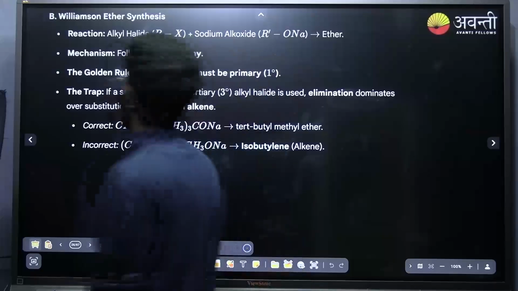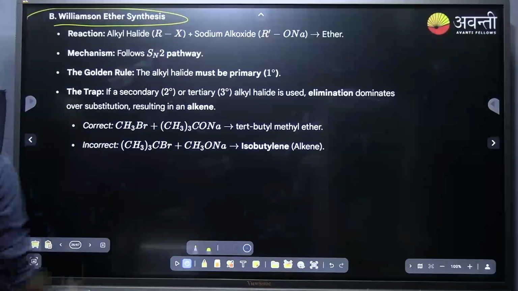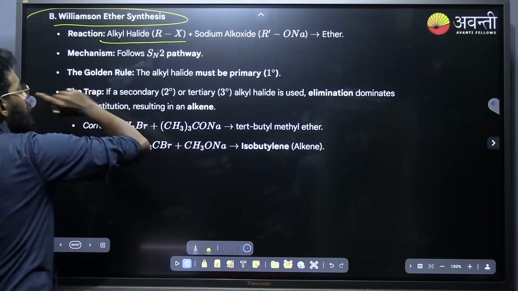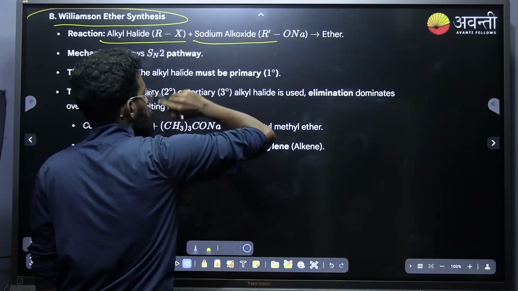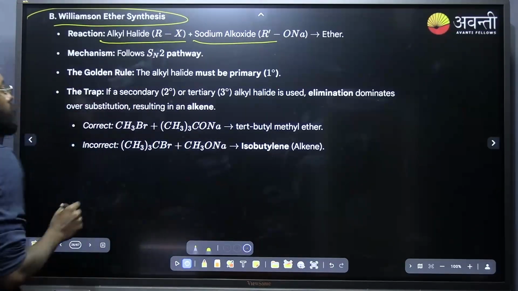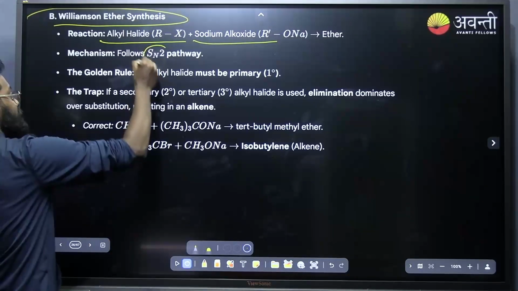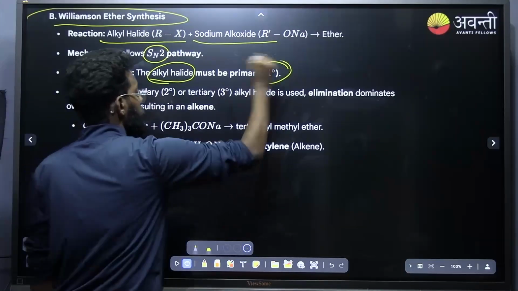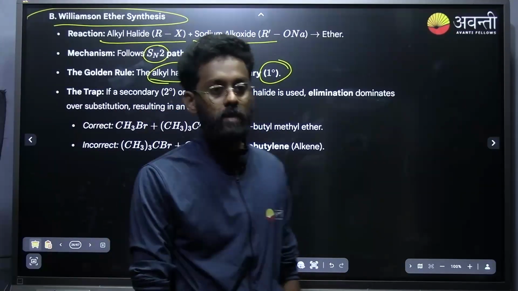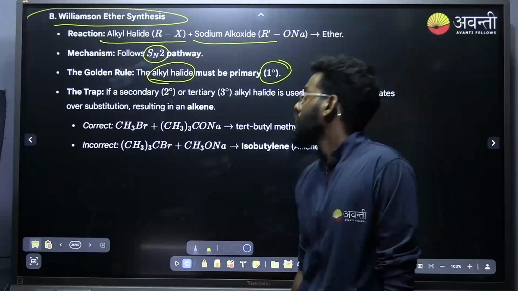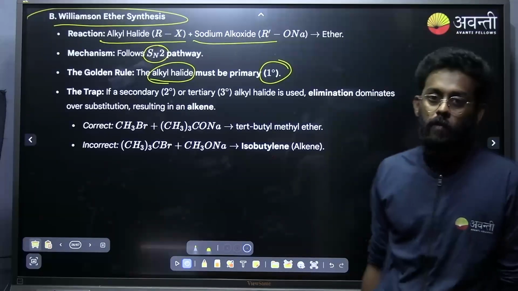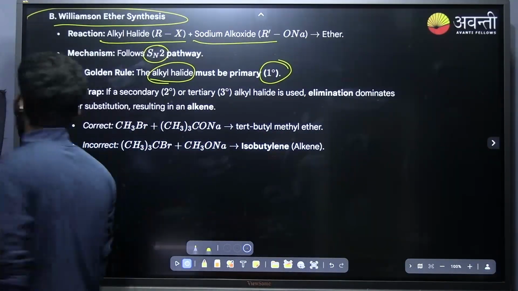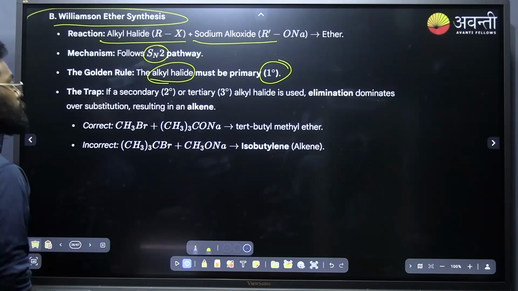Now next, the important one, Williamson ether synthesis, the important method of preparation of ether. In Williamson ether synthesis, alkyl halide reacts with sodium alkoxide and gives ether. Note down, it follows the SN2 pathway. As it follows the SN2 pathway, the alkyl halide we use should be primary. We already discussed this yesterday in the haloalkanes and haloarenes chapter. A less sterically hindered compound gives the SN2 mechanism, and the more sterically hindered one goes through the SN1 mechanism.